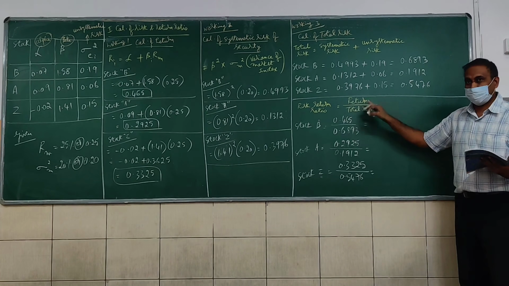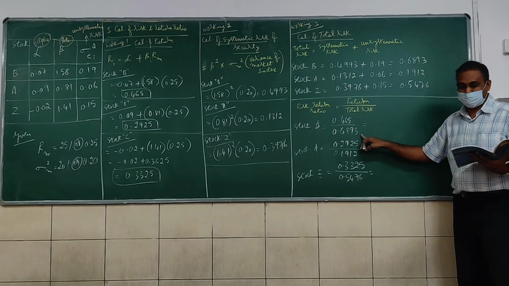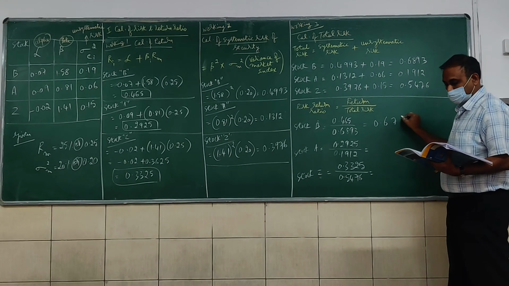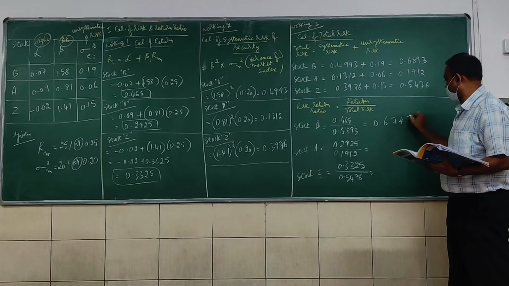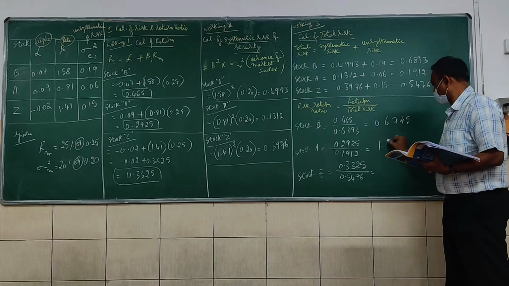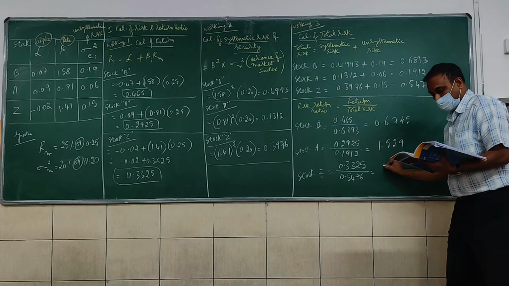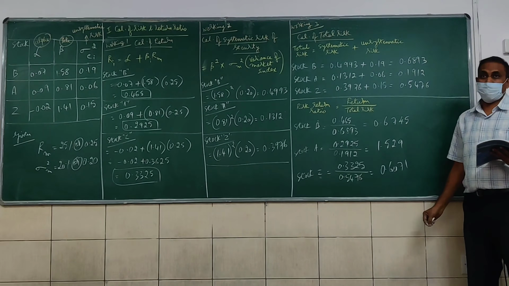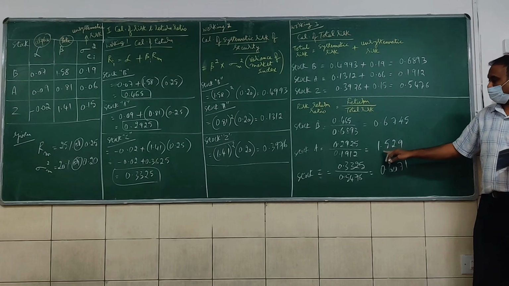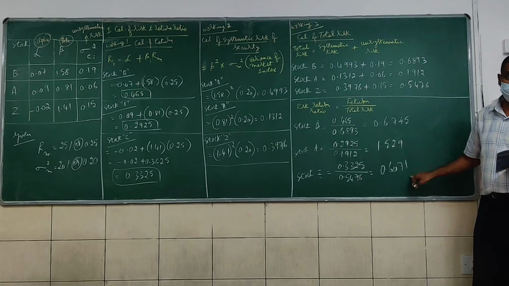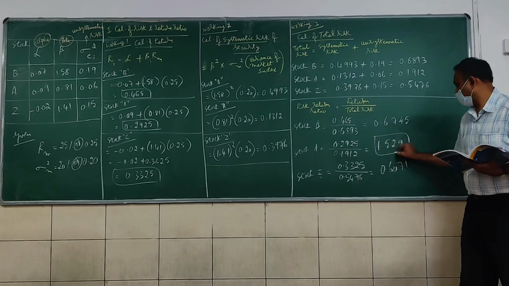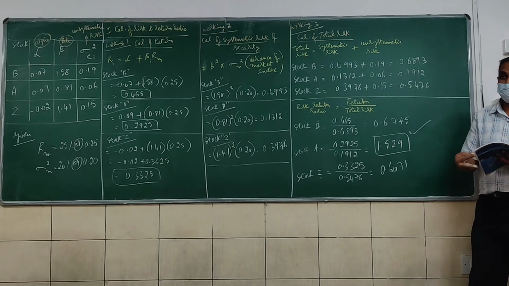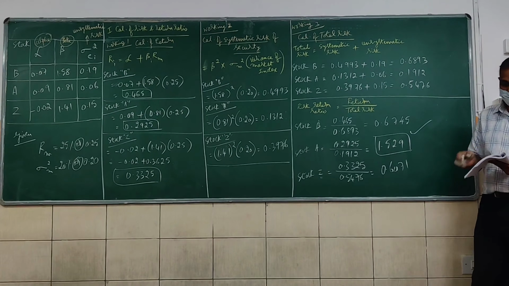So we have to first substitute return divided by total risk. We will be getting the values over here. So here you find 0.67, 1.5, 0.60. Stock A is giving the highest return. Correct? So your conclusion will be what?